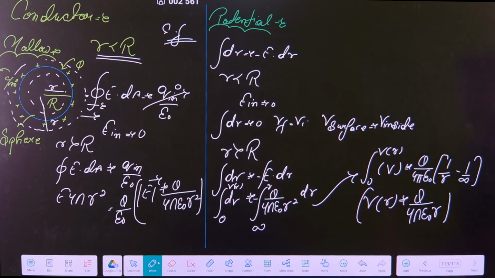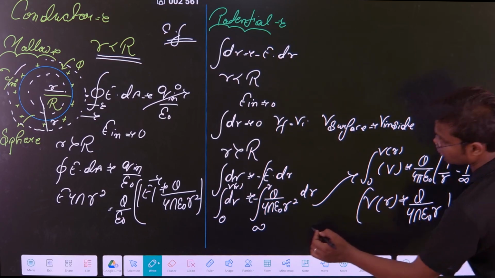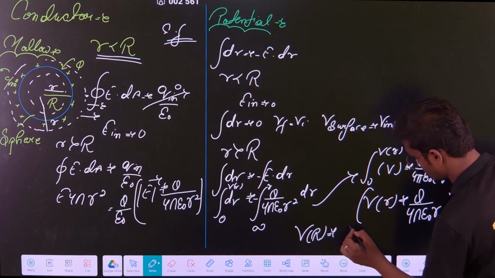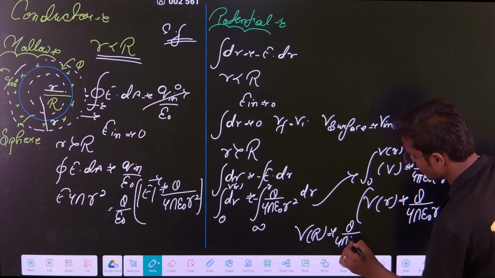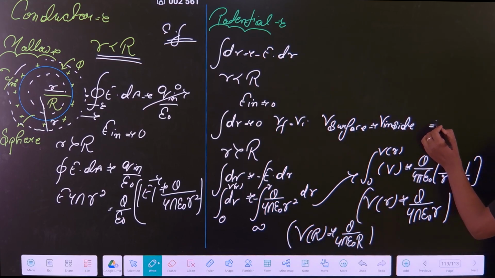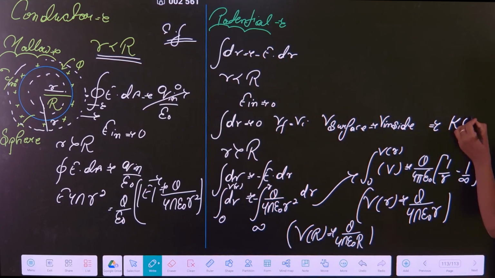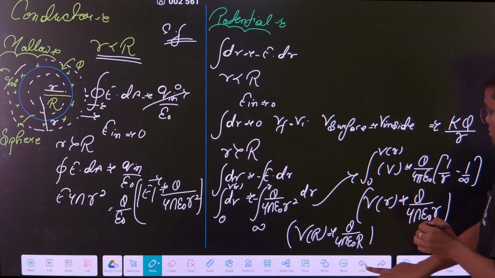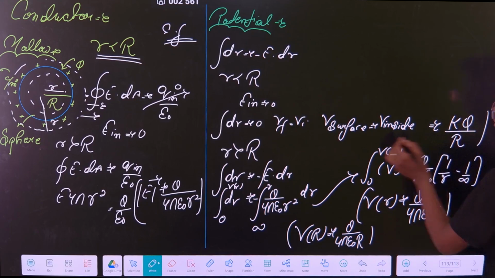So if I ask you what is the potential at the surface, capital R, it will be simply Q upon 4 pi epsilon naught into capital R. So from here can you tell me what will be the potential inside then? The potential inside will be kQ by capital R. So that is the formula.